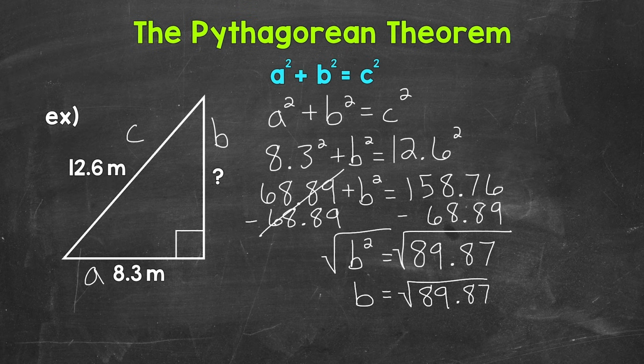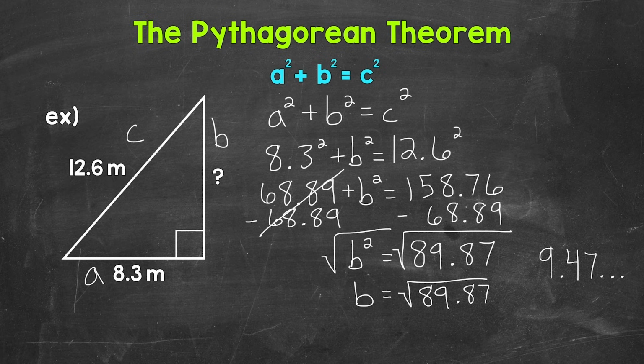Now we can write this square root as an approximate rounded decimal. The square root of 89 and 87 hundredths is irrational. The decimal never stops and it doesn't repeat. So again, let's round it. Now since the other side lengths of this triangle go to the tenths place, let's round it to the tenths place. So the square root of 89 and 87 hundredths gives us 9.47, and again, this continues on.